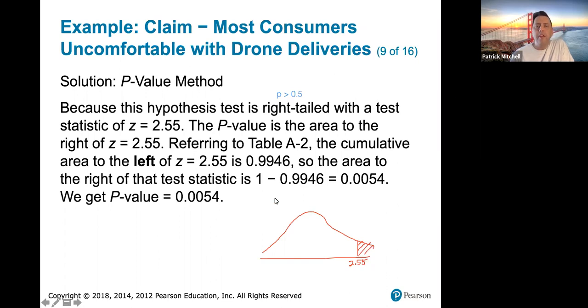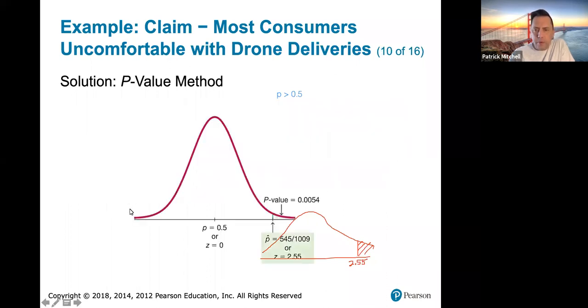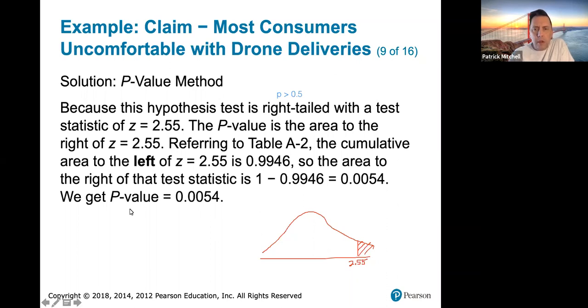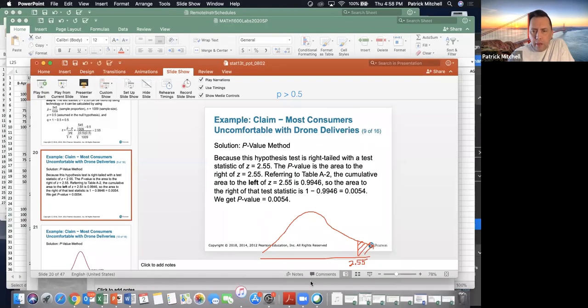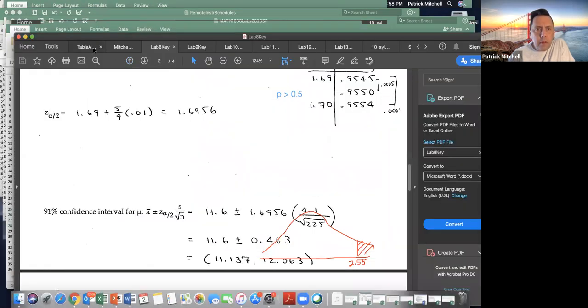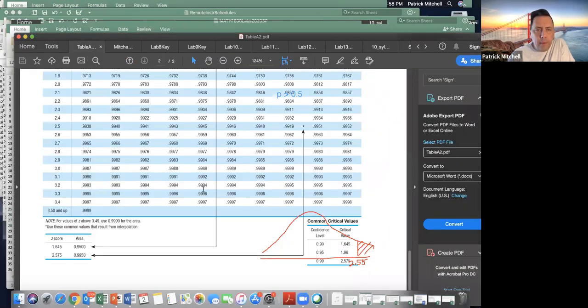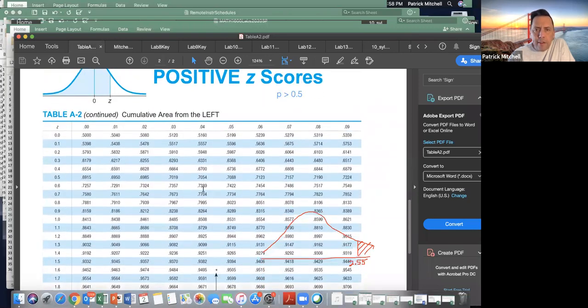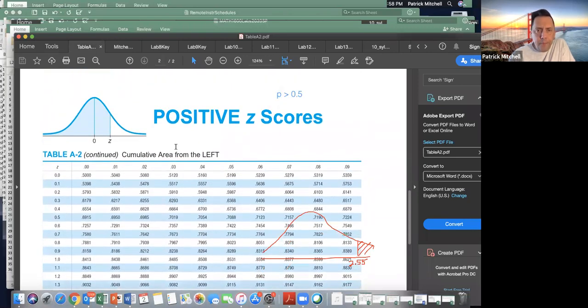Okay, so there are a couple different ways to find that area. One way is to just use table A2. So let me see if I can bring that up really quick. Okay, table A2. Here we go. I'm on the positive side of table A2.